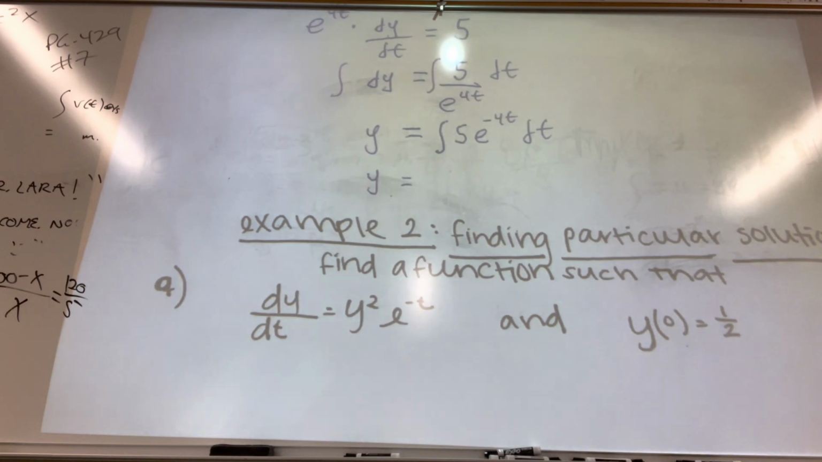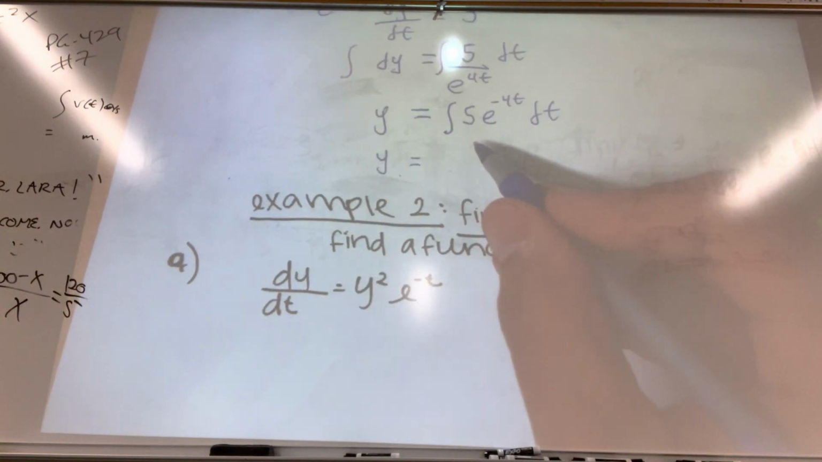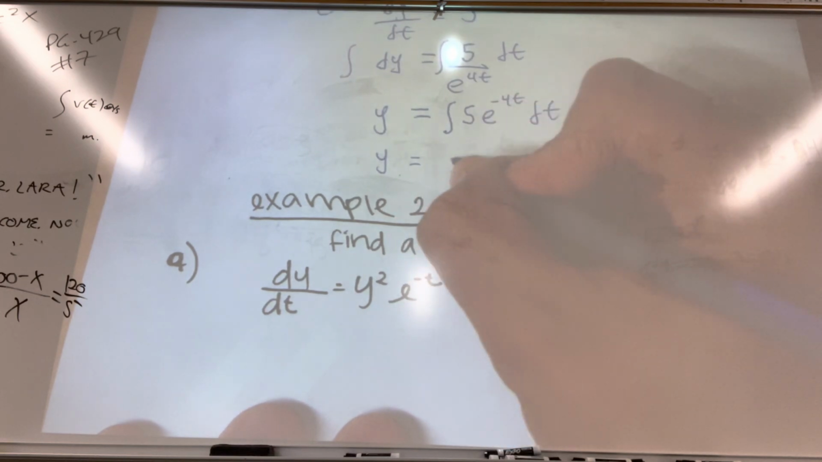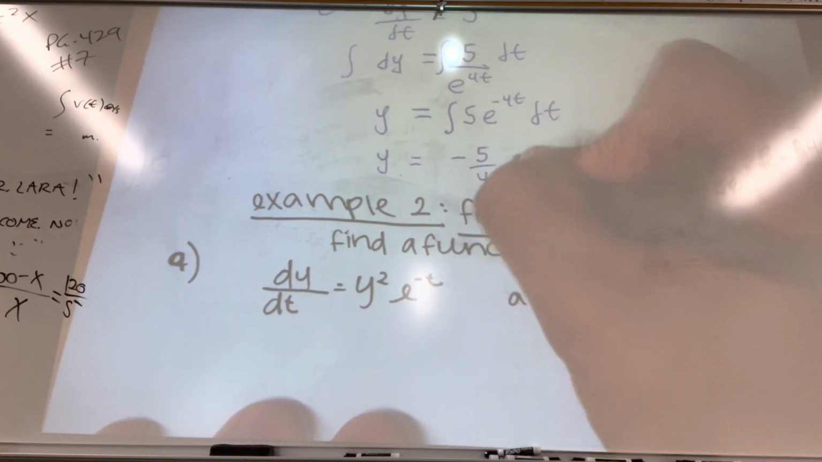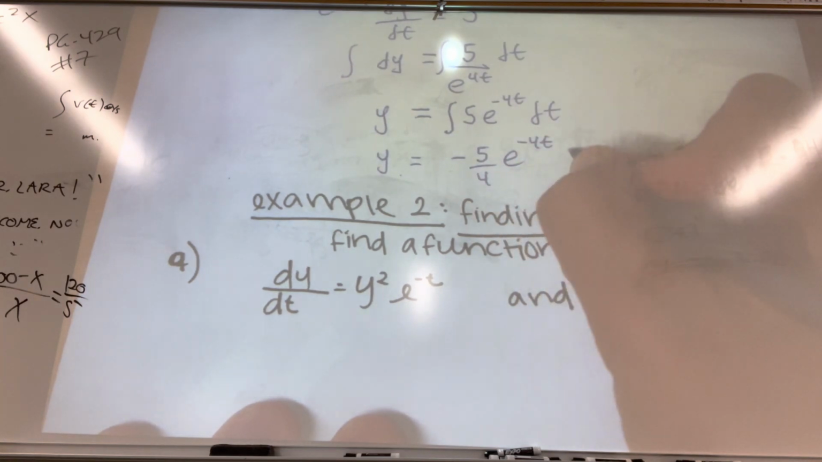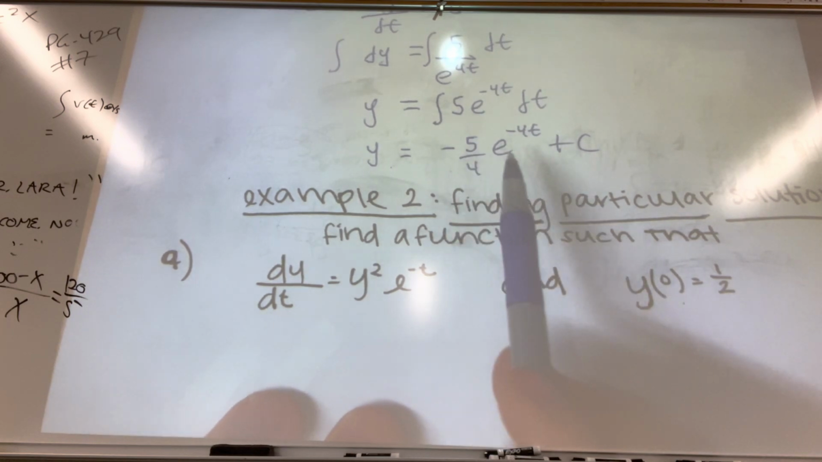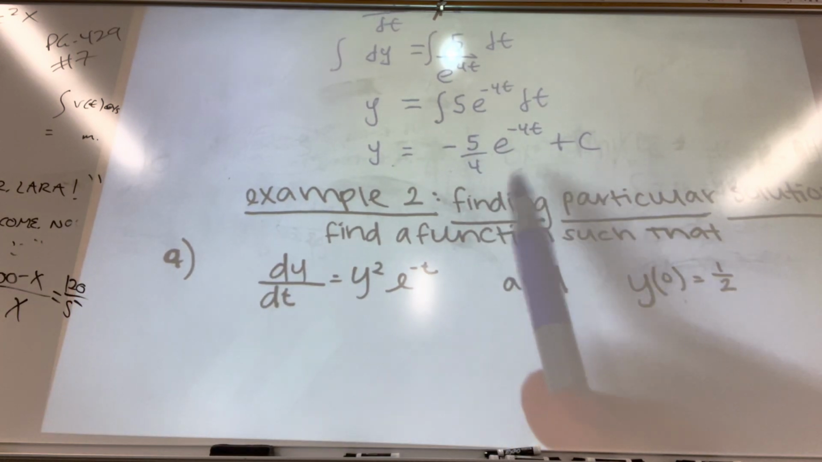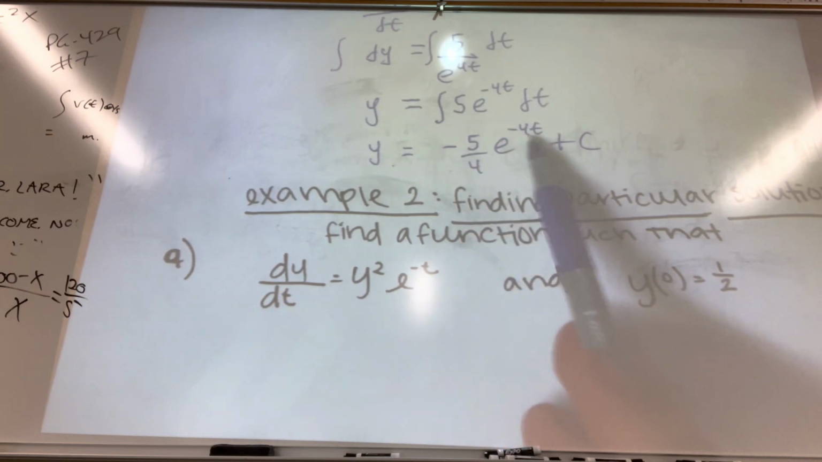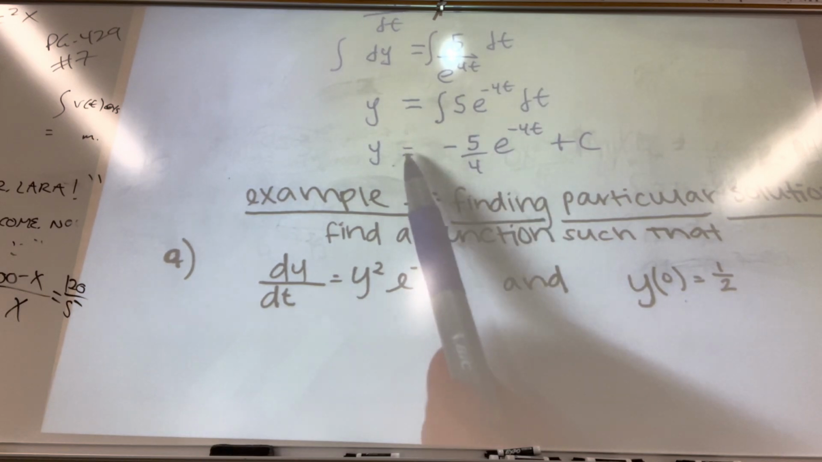Okay, what is the antiderivative of 5e to the negative 4t? Talk to me. Negative 5 over 4 e to the negative 4t plus c. Do we agree? Yes. How many of us got that? Why? Because when you take the derivative, it becomes times negative 4. And so now I cancel with the 4 here to give me this.